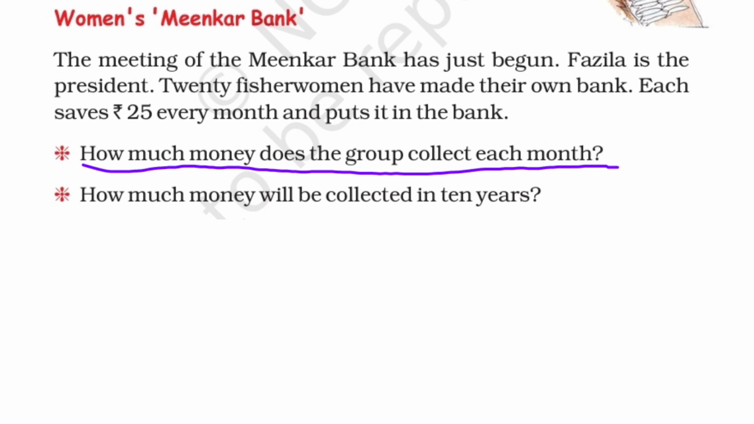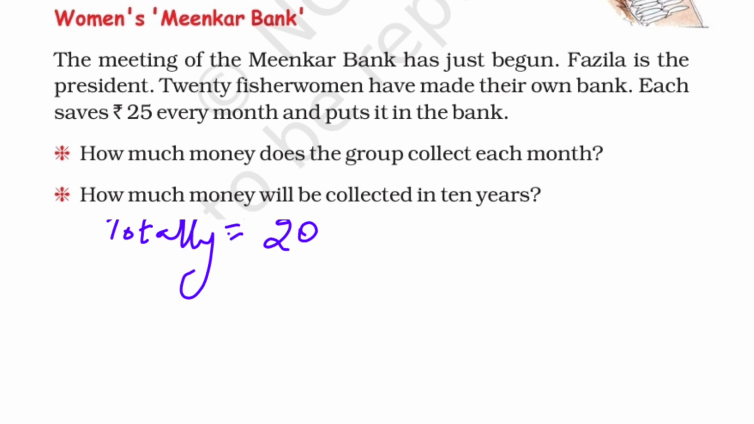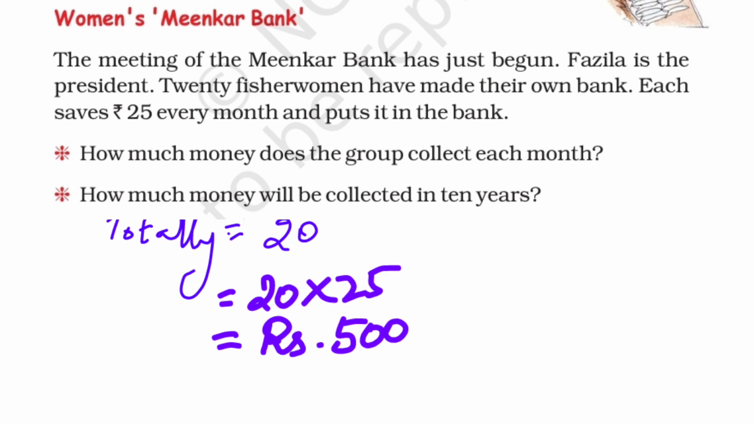Okay, first question. How much money does the group collect each month? So each month how much money has been collected? So totally there are 20 fisherwomen, and each month they are going to put rupees 25. So 25 into 20 is rupees 500. So each month the bank is going to have rupees 500.